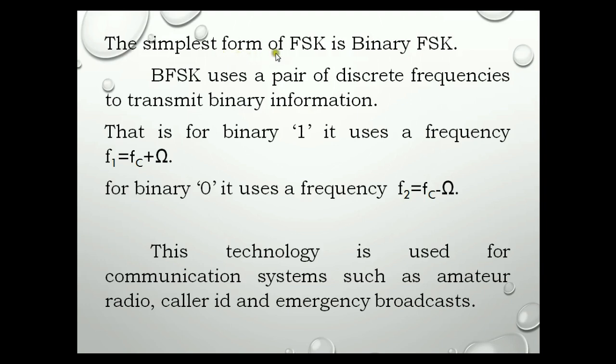The simplest form of FSK is binary FSK. So BFSK uses a pair of discrete frequencies to transmit binary information. That is, for binary 1, it uses a frequency F1 which is equal to the carrier frequency plus a small value, whereas for binary 0, it uses a frequency F2 which will be equal to the carrier frequency minus the same value. And this technology is used for communication systems such as amateur radio, caller ID and emergency broadcast.